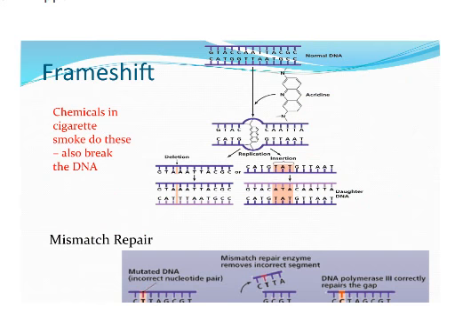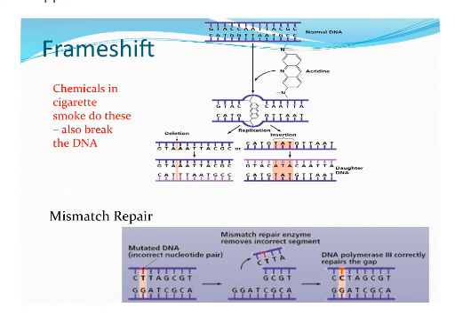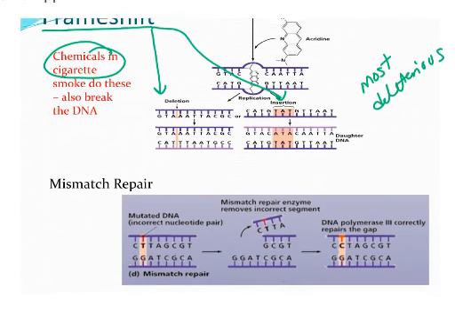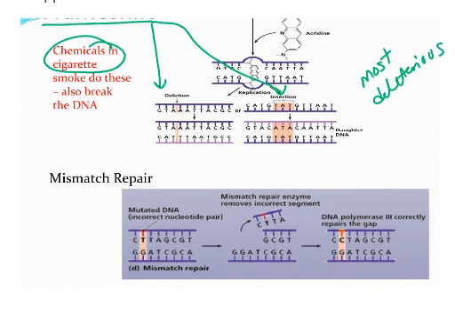An example of a frame shift deletion is something that occurs with cigarette smoking. There could be deletions, there could be insertions, but ultimately these are induced from chemicals within the smoke. And again, for frame shift, there are two different kinds, deletion and insertion, and these in general are known as the most deleterious mutations that exist.